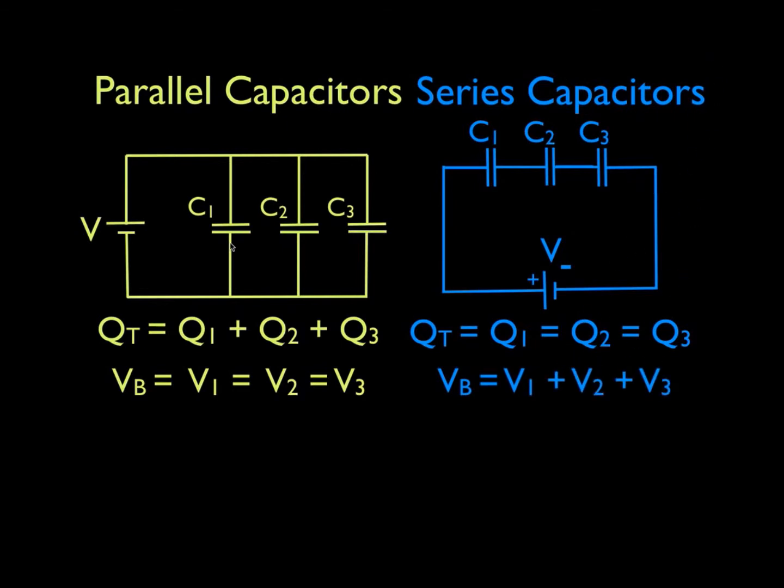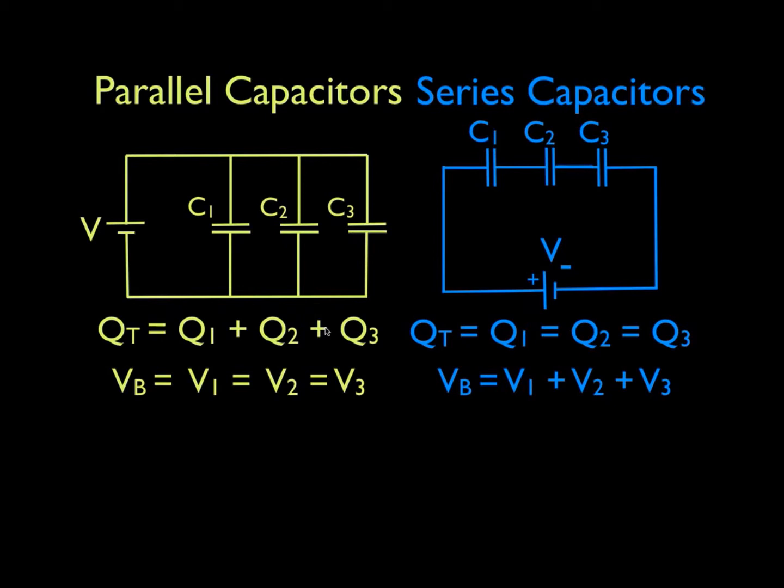In order to get the total voltage, you can add up the voltage across, or the potential difference across, each of the individual capacitors. In this case, the voltage is spread out across each of the individual capacitors, and the sum of the potential differences across each of the capacitors is equal to the voltage of the battery. Okay? So those are the two rules for series and parallel capacitors, the charge rule and the voltage rule, and you can see they're opposite of each other.